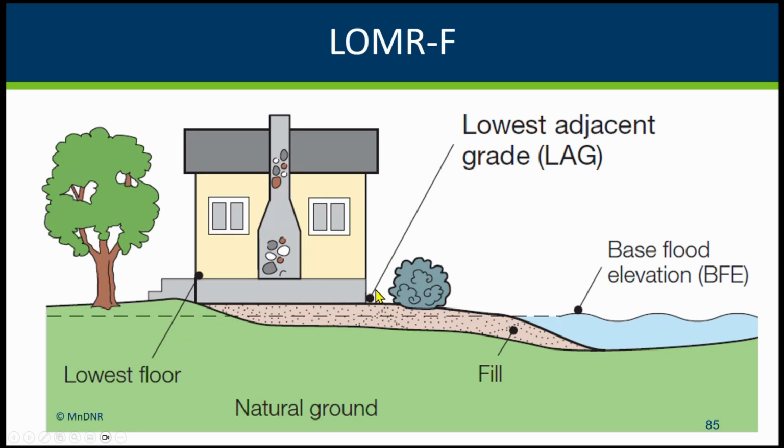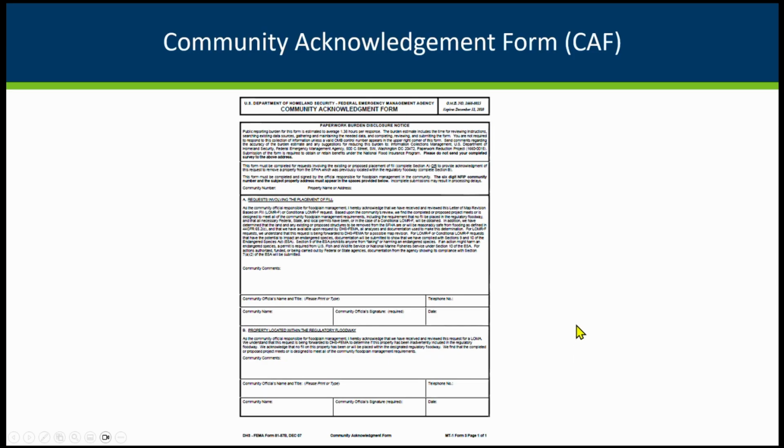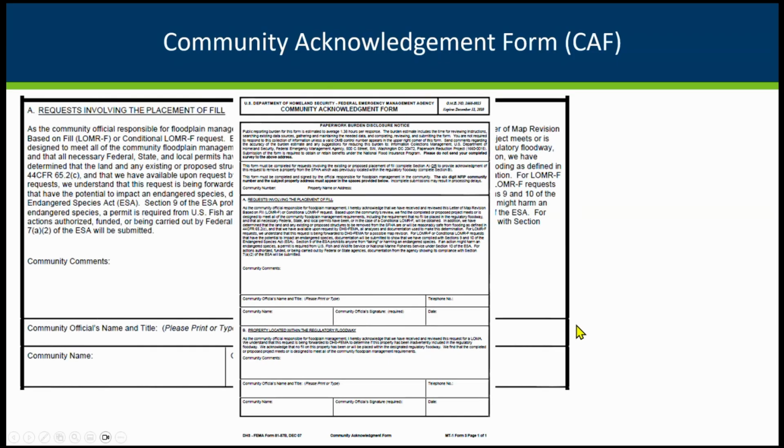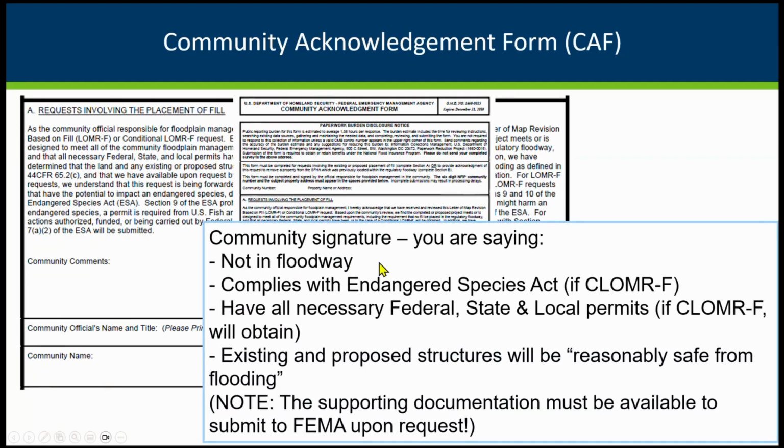The difference here is you give the lowest adjacent grade and you have to give the lowest floor elevation. You have to show that the lowest floor elevation is meeting that requirement. And the community has to fill out a community acknowledgement form. And when you fill that out, you're saying it's not in the floodway. If it's a conditional LOMR-F, that they're complying with the Endangered Species Act, that the lowest floor is reasonably safe from flooding, which if you're documenting that it meets your ordinance, it's meeting the regulatory flood protection elevation, that works.